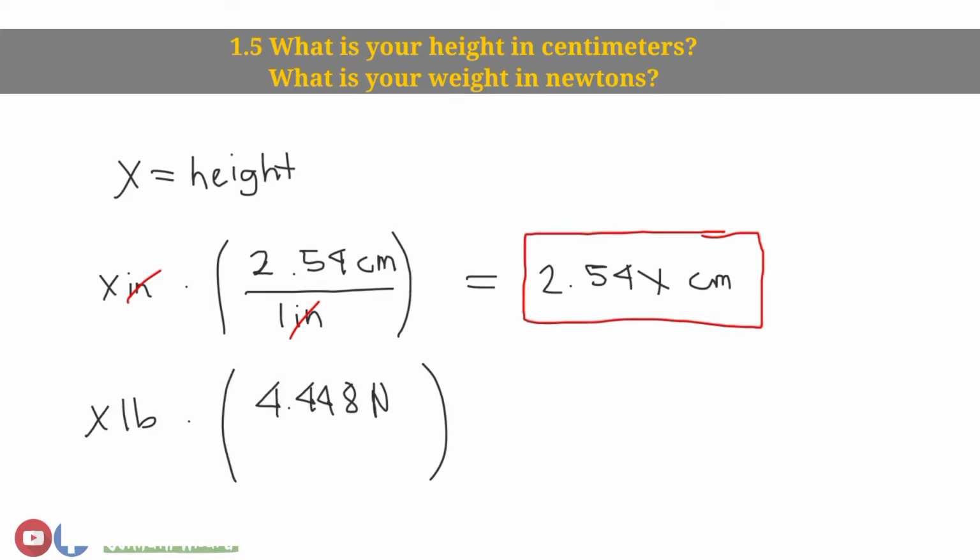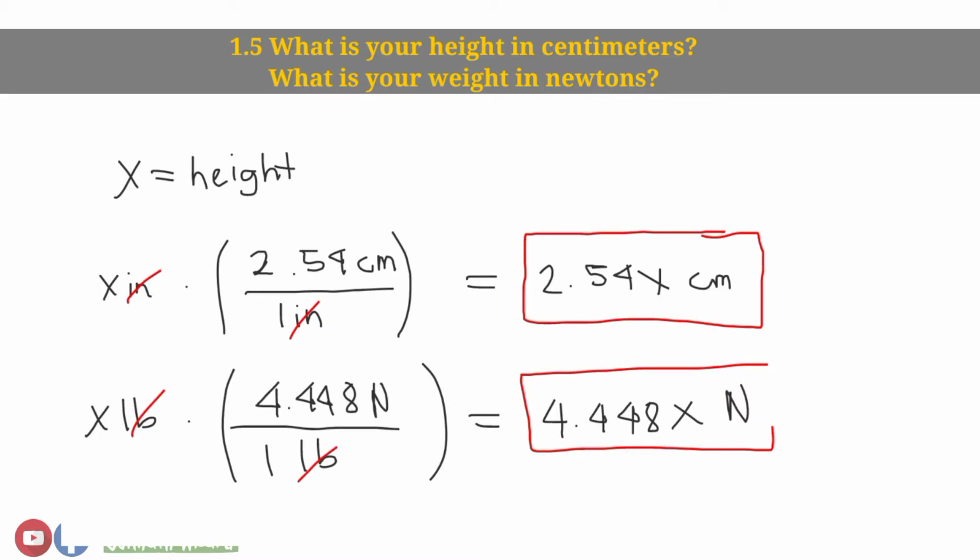And the next one, we have x pounds multiplied by 4.448 newtons over 1 pound, and here let's cancel out the pounds so that it will be equal to 4.448x newtons. So this will be your weight in newtons.